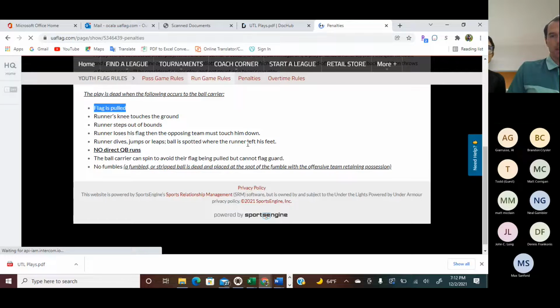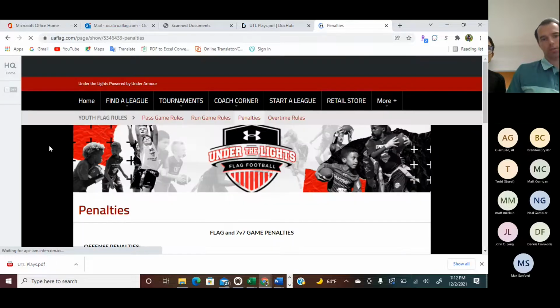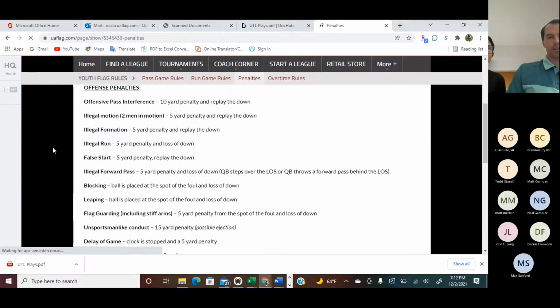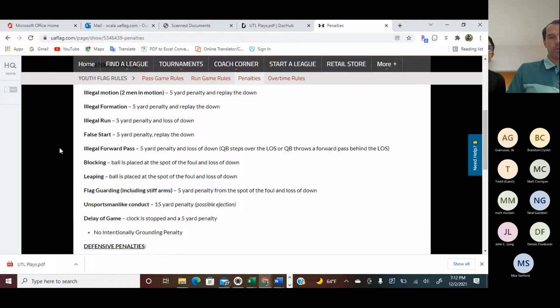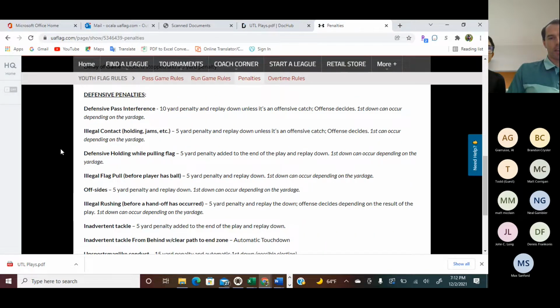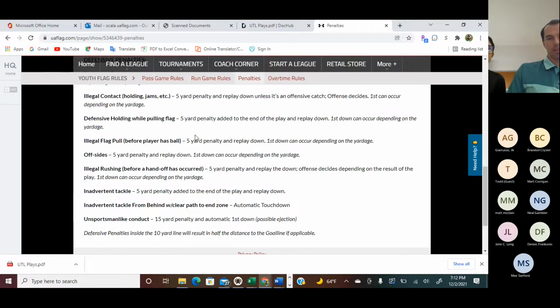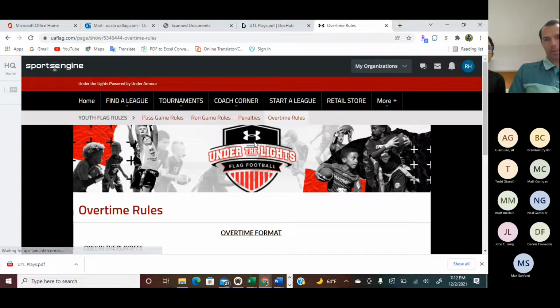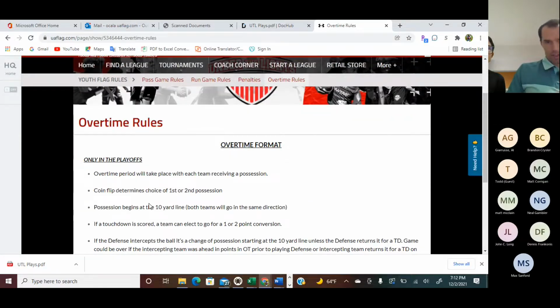Penalties. These are all pretty standard. Obviously, we're working on a shorter field, so the penalties aren't as drastic as you would have in normal tackle football. But you guys can go through that, and if you have any questions, just give me a shout. And then overtime, this will be game to game during the regular season.